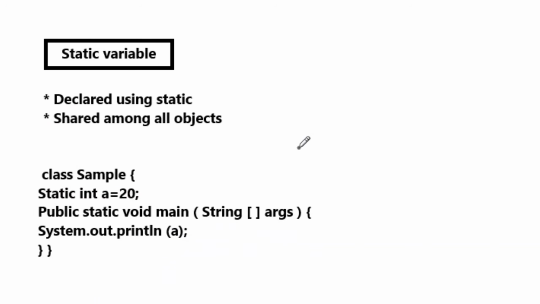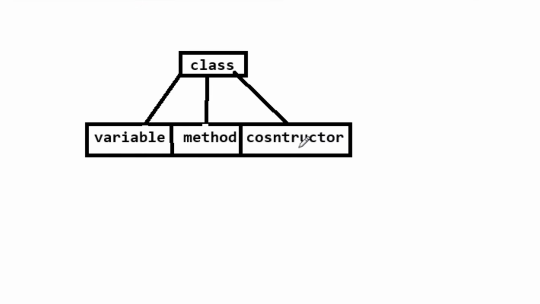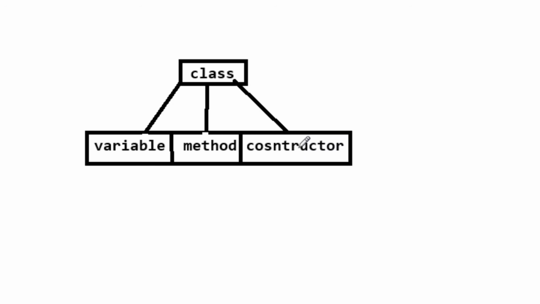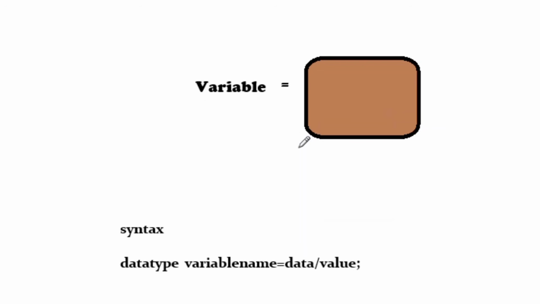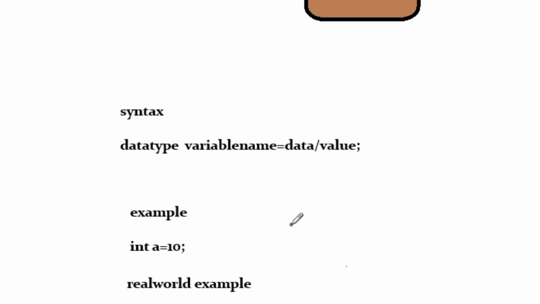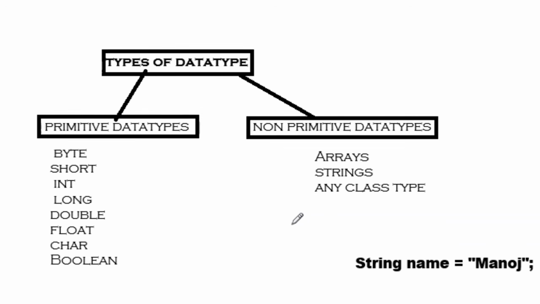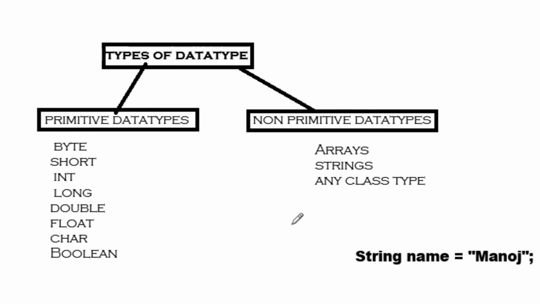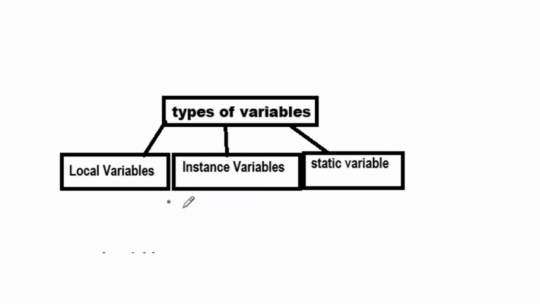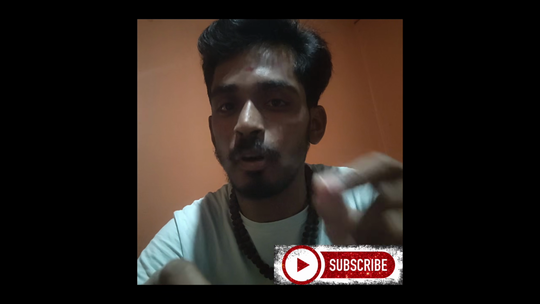Any doubts in today's topic, please comment. Now let's revise once again. First, we learned class. A class is a blueprint or template to create an object. In a class, we have three members: variable, method, and constructor. A variable is a named memory location which is used to store the data. The syntax of variables is data type, variable name, equals data. Next, types of data types: primitive and non-primitive data types, and types of variables: local variables, instance variable, and static variables. So this is about variables.